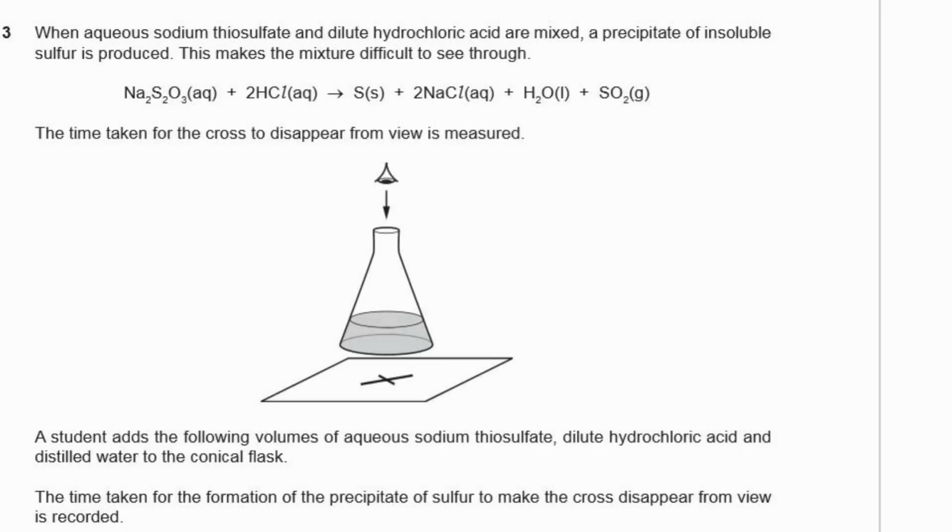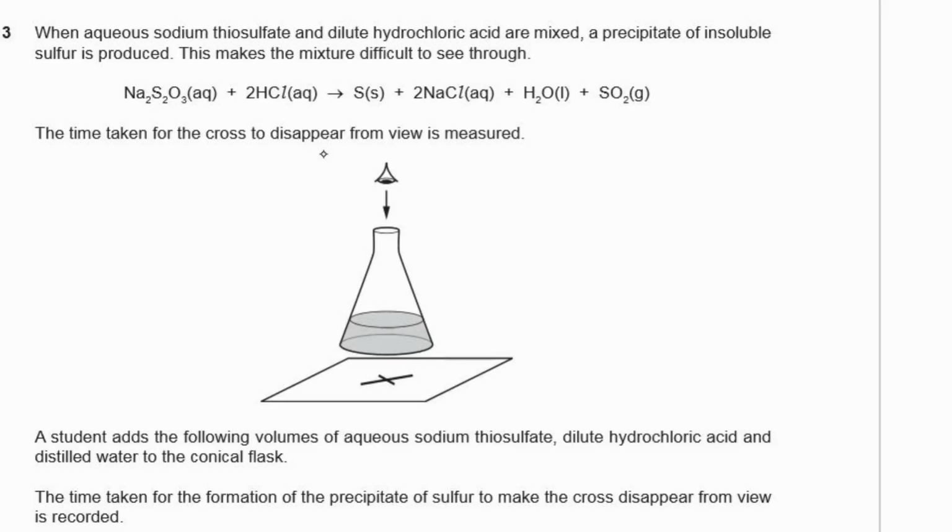3. When aqueous sodium thiosulfate and dilute hydrochloric acid are mixed, a precipitate of insoluble sulfur is produced. This makes the mixture difficult to see through. So you add clear sodium thiosulfate to clear aqueous hydrochloric acid, and you get sulfur, which is a solid, which is not clear. It's a precipitate, you can't see it. And, well, it doesn't matter if with the rest you can see through or not. You just can't see through the solid.